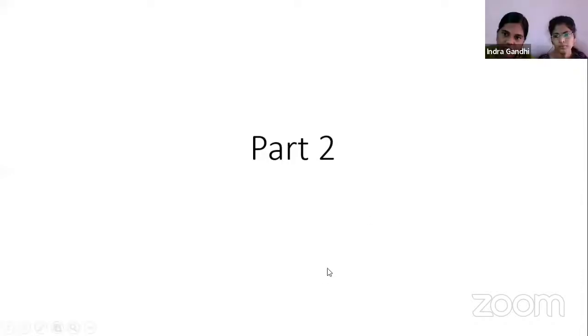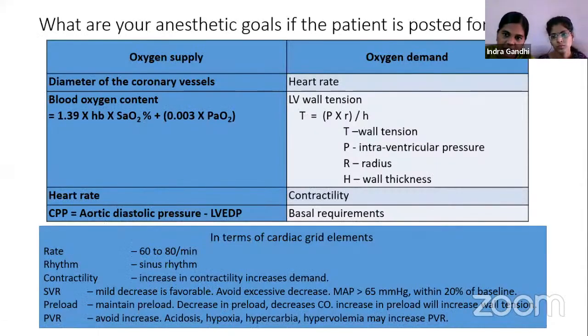You should not increase pulmonary vascular resistance. So what all causes an increase in pulmonary vascular resistance? Acidosis, hypoxia, hypercapnia, nitrous oxide, and hypovolemia. All this may increase the pulmonary vascular resistance. So again, this oxygen supply and demand, we have already discussed prior.